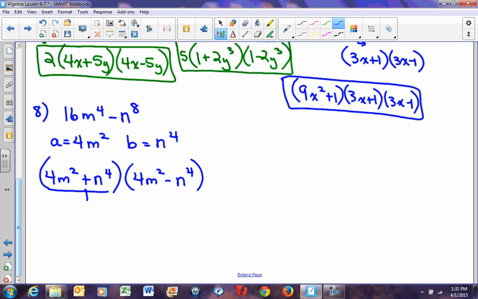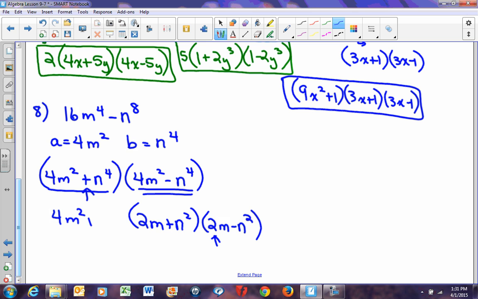Never factors again because of this plus sign. This is a perfect square binomial. Okay? Binomial square because 4m squared is a perfect square and n to the fourth is a perfect square, and there's a minus sign between them. So this would factor to 2m plus n squared, 2m minus n squared. Neither one of those factor again because this is not a perfect square, so then we can just write down the 4m squared plus n to the fourth that we took out to begin with, and this is the final answer to that factoring.